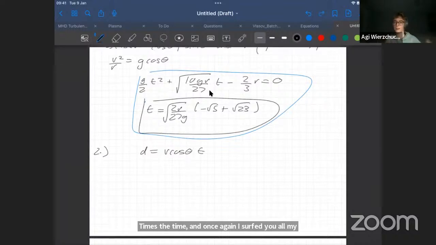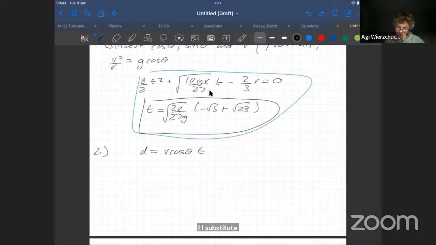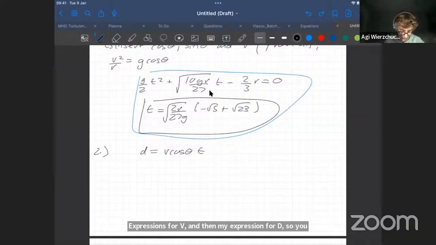I substitute all my expressions for v and then my expression for d. So you can see that it's getting really horrible. So I get an expression for d.